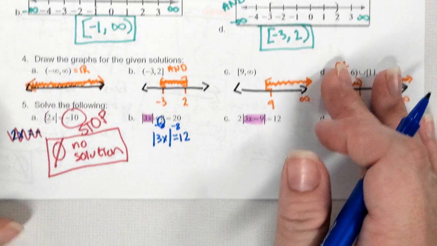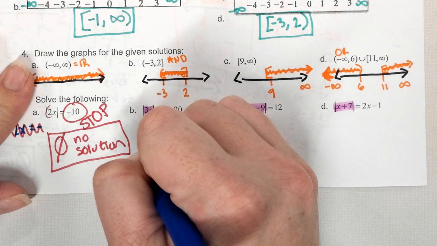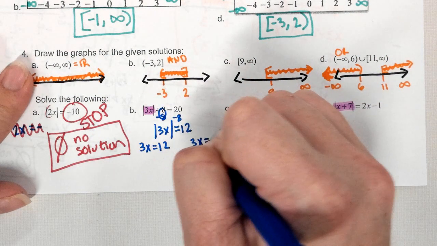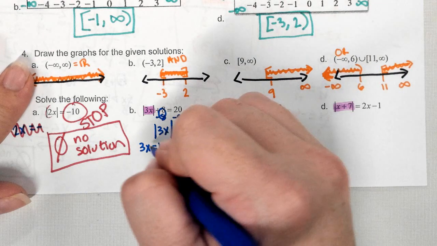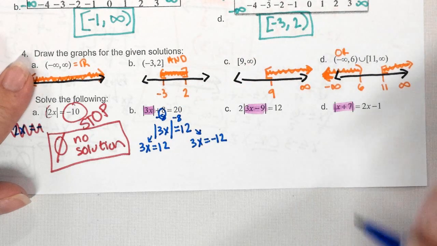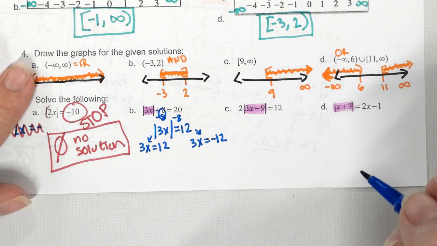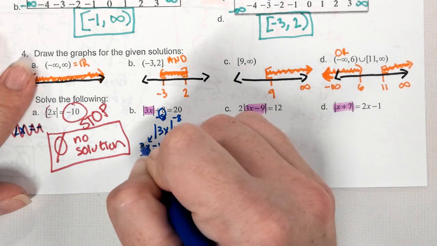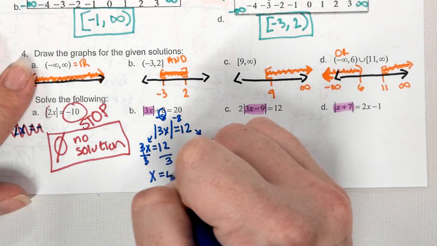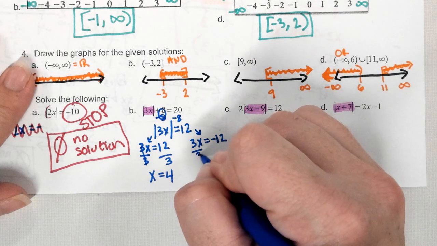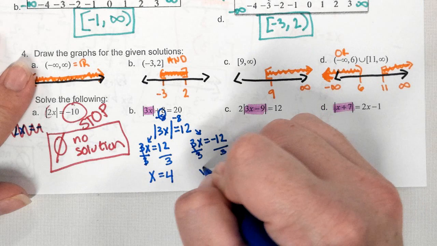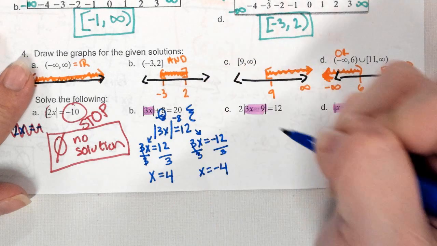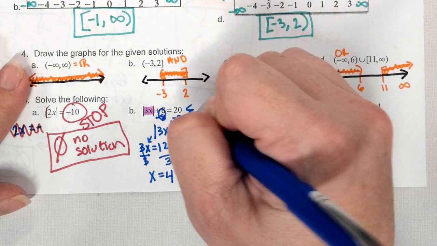We're going to separate. 3x equals 12. And then we're going to rewrite equals to the opposite, so negative 12. And we're going to solve both. Well, 3 times x, the opposite of multiplication is division. And I get x equals 4. Again, divide by 3, and I get x equals negative 4. And remember, we write our answers in the fancy braces, so negative 4, comma 4.